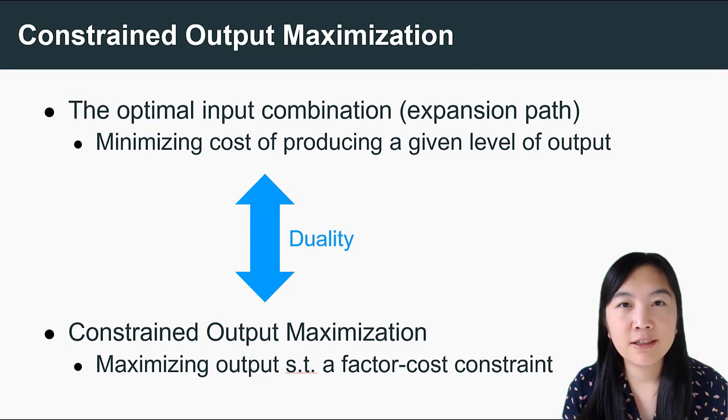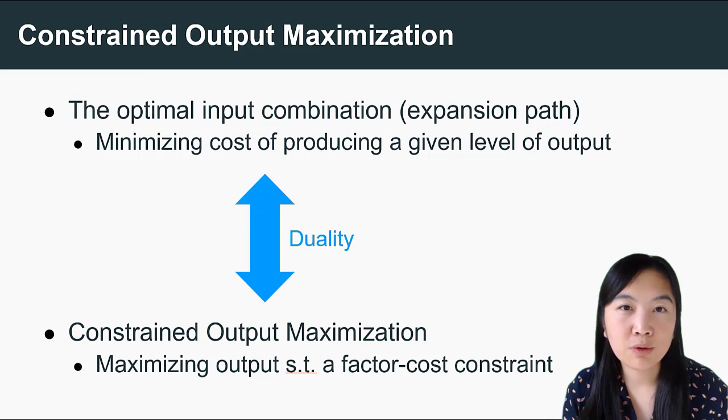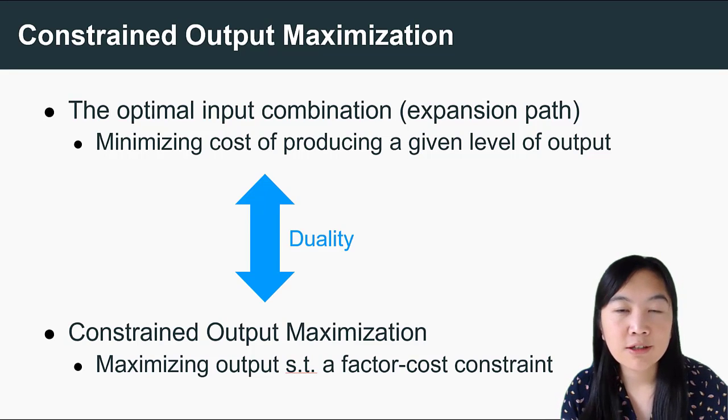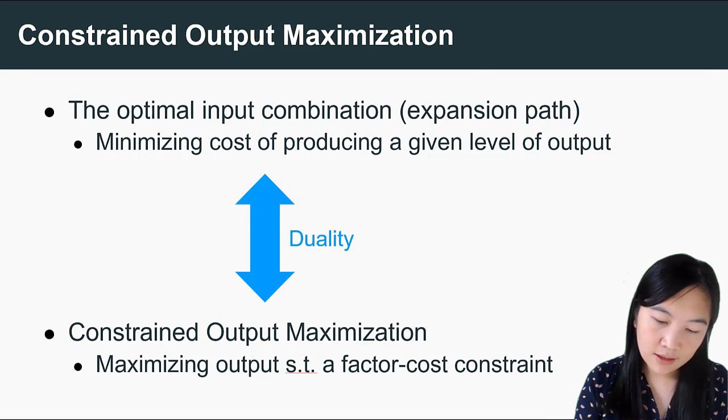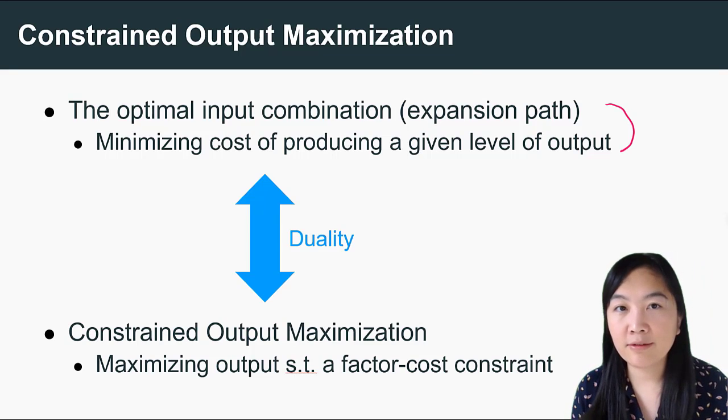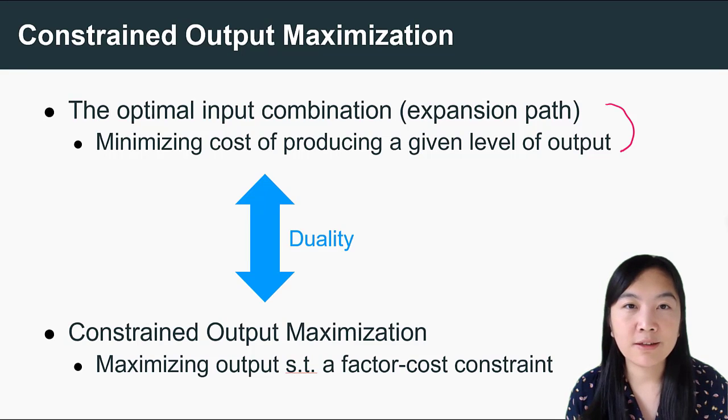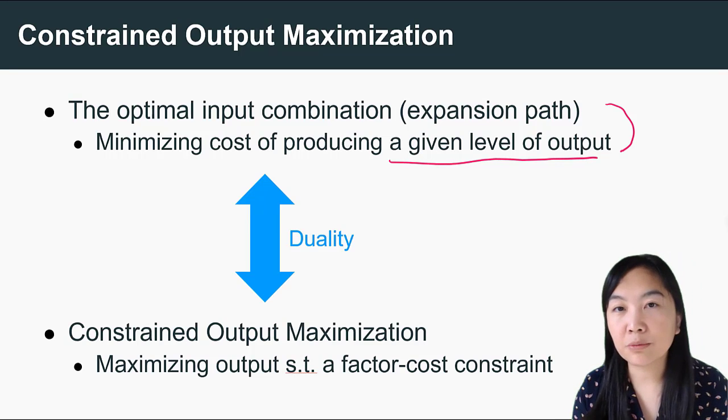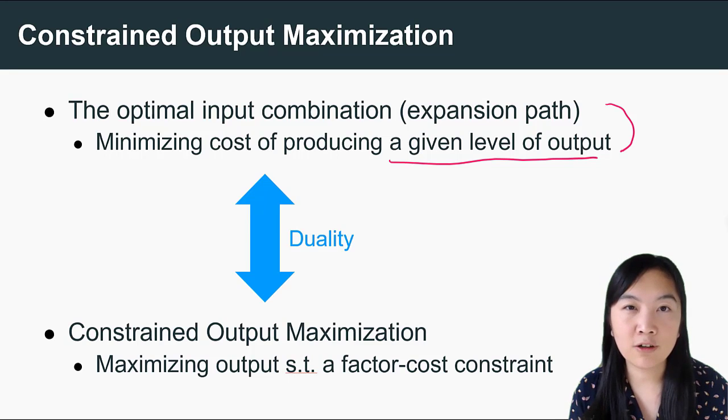And here I actually want to show you the duality relationship between cost minimization and constrained output maximization. So what do I mean by duality here? This problem is what I have shown you. It's the cost minimization, which means that you minimize your cost of producing a given level of output. So you need to be very careful here: it is for each given level of output.